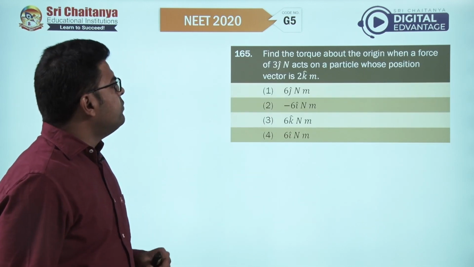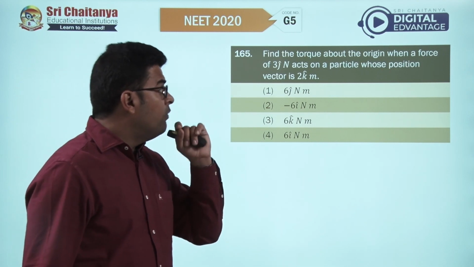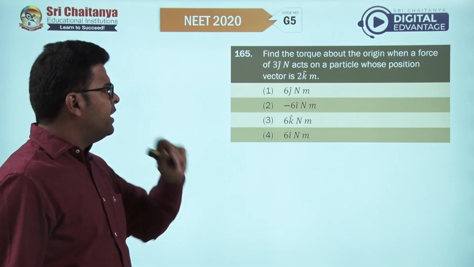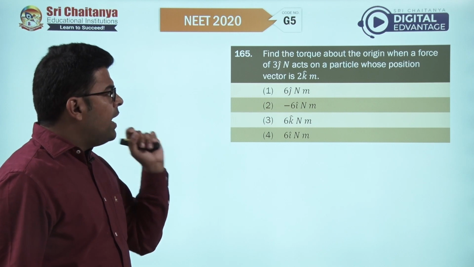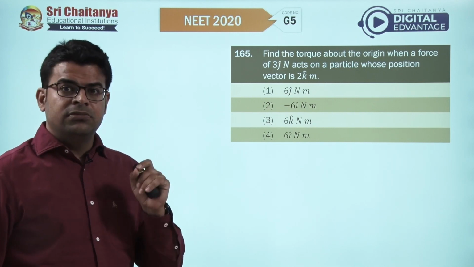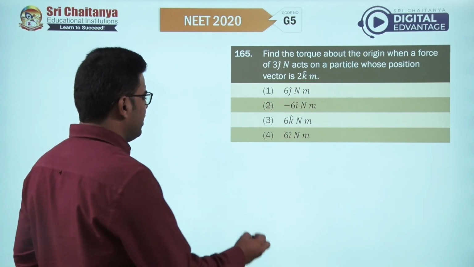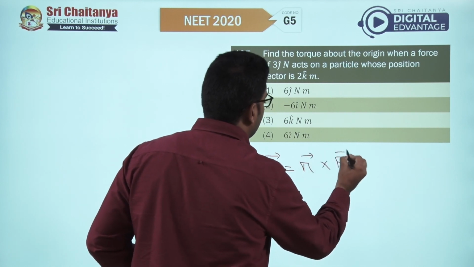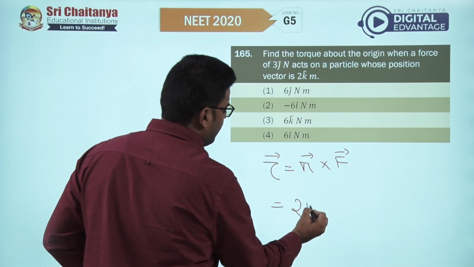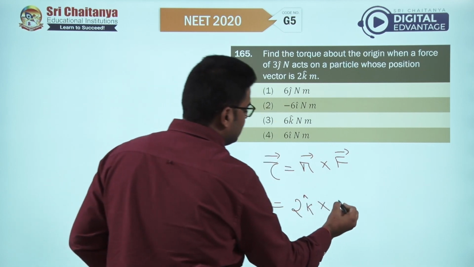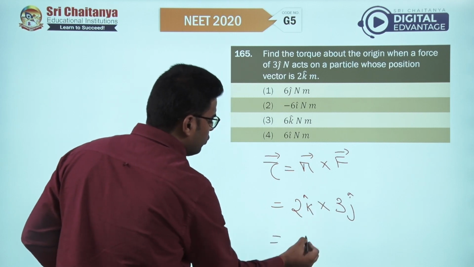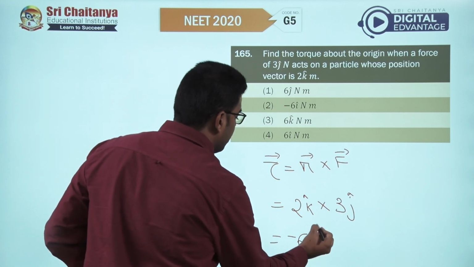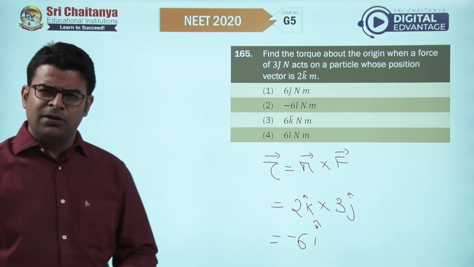Question number 165. Find the torque about origin when a force of 3 Newton acts in the y direction. So a force of 3 j cap acts on the particle whose position vector is 2 k cap. So how to write the torque? Straightforward. Torque equals r cross F. The position vector is given as 2 k cap cross the force vector, and the force vector is given by 3 j cap. So the magnitude simply comes out to be 6, and k cross j is minus i. So you get minus i. So which option is minus 6 i cap? Yeah, definitely option number 2. That is the right answer.